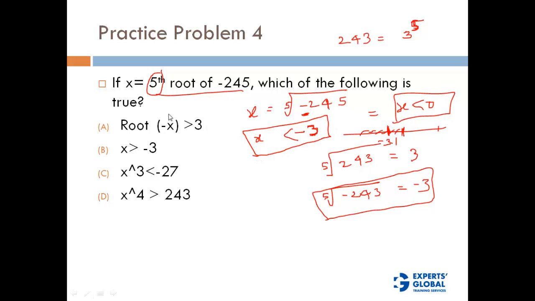Okay, so now which of the following is true? Root of minus x is greater than 3. Let's assume, for the sake of simplicity, that x is equal to minus 3.1. Let's assume it's going to be somewhere close.